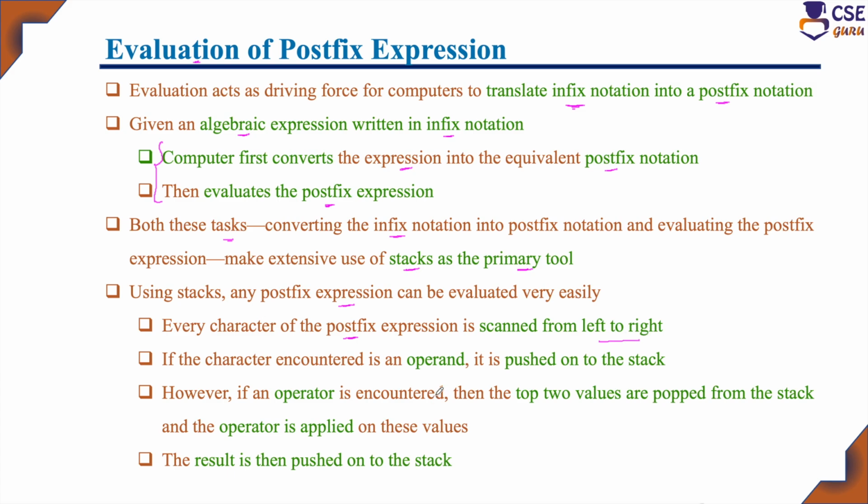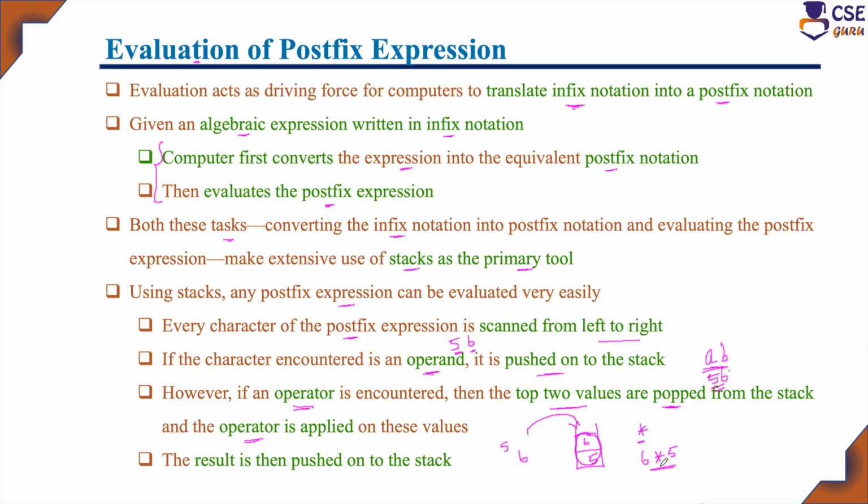Each and every character we need to scan from left to right, and if the character is an operand, push it onto the stack. And if it is an operator, you have to pop the top two values from the stack and apply the operator. For example, consider the stack. When you encounter 5, push it onto the stack. When you encounter 6 also, push it onto the stack. Now 5 and 6 will be there. Then if you encounter a star operator, a multiplication operator, pop the top two elements of the stack, that is 6 and 5.